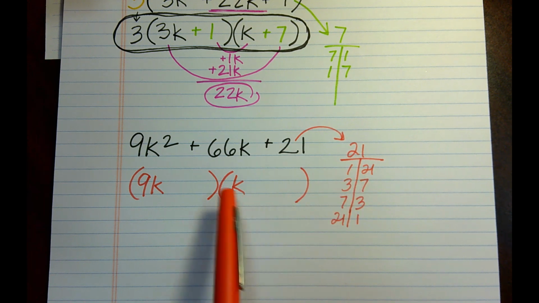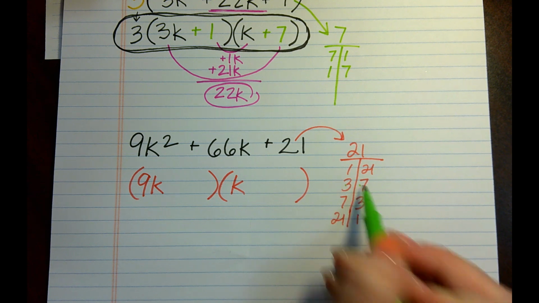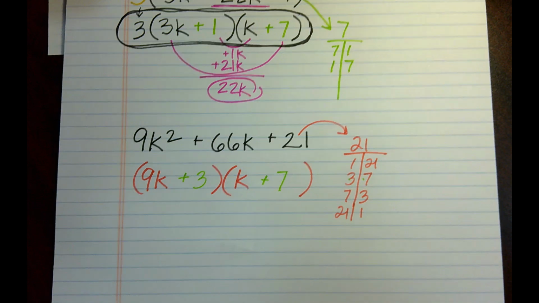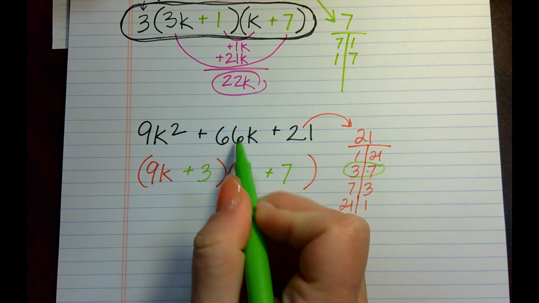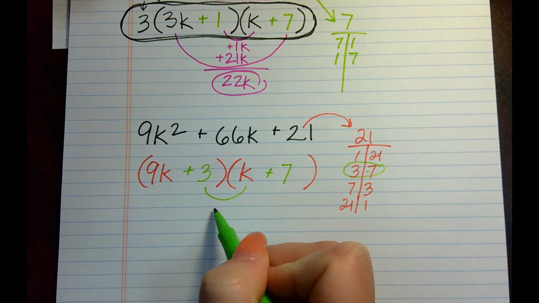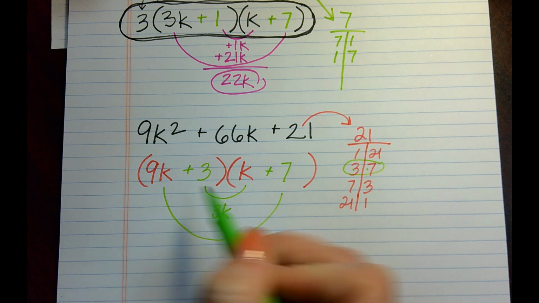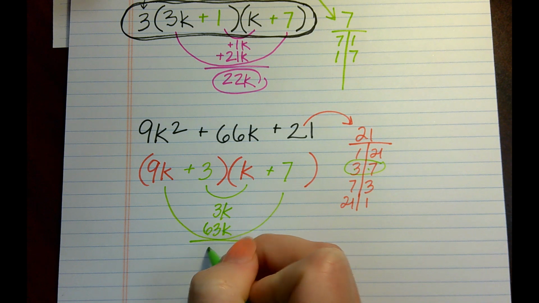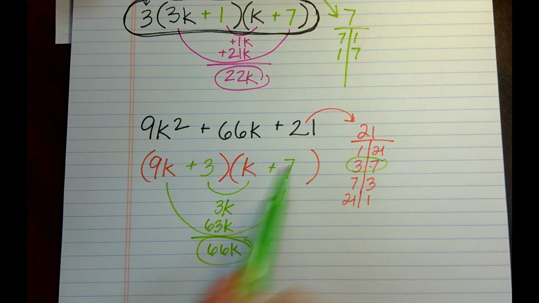Let's see. Cody, which numbers did you end up getting here? 3 and 7. Okay, so let's do that. So 3 and 7 plus 3 plus 7. All right. And whenever we use our rainbow method, we'll see that it does add up to 66. 3K and 7 times 9 is 63K. When you add them, you do get 66K. So this is correct, but let me show you something.